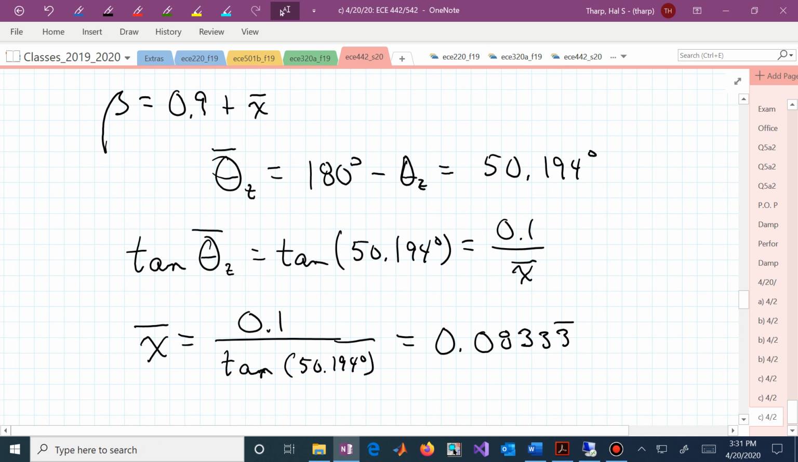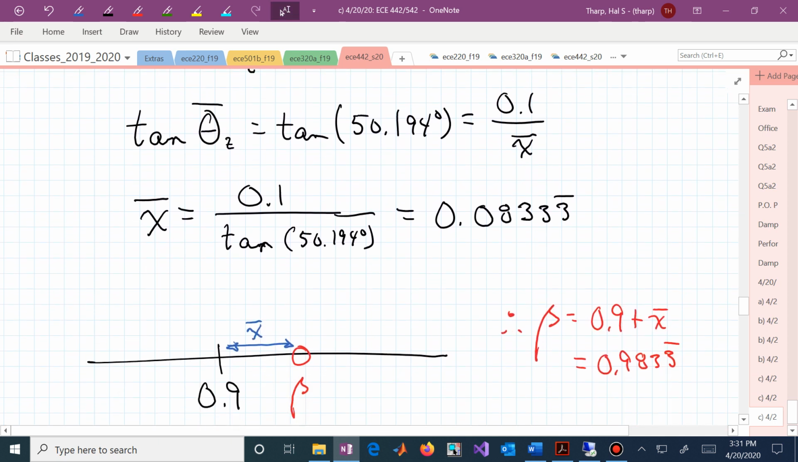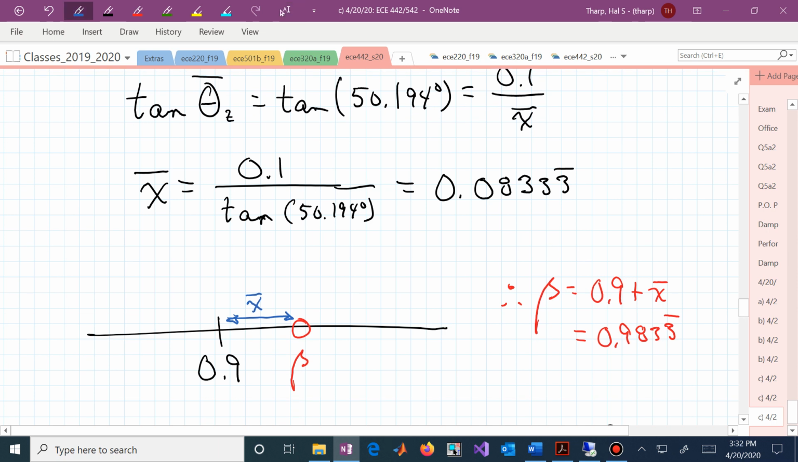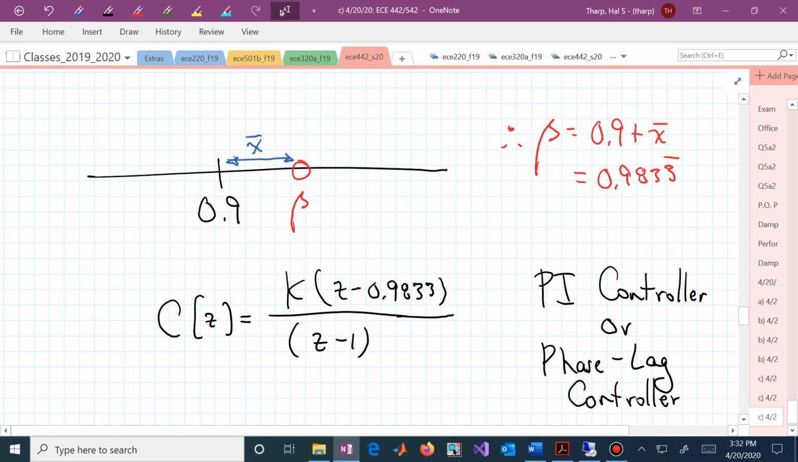x bar is 0.1 divided by the tangent of 50.19, or x bar is 0.0833. So luckily it's not quite 0.1, because then it would have been all the way to z equal to 1. Now x bar, that's 0.0833, we can use to determine what beta is. Beta is now 0.9 plus x bar, or it's now 0.9833. That's now our PI controller, or another term that somebody might use for that is a phase lag controller.